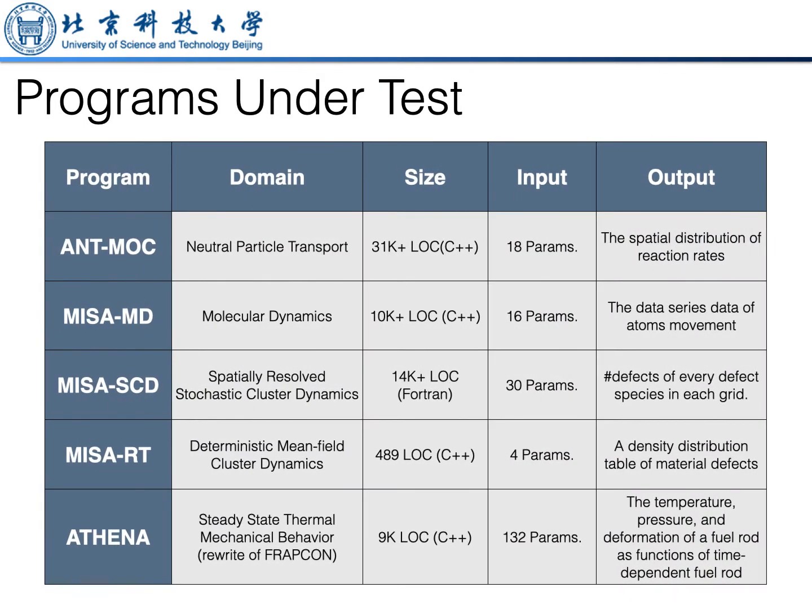The basic information of the programs under test is listed in the table. There are 5 programs, namely ANTMOC, MISA-MD, MISA-SCD, MISA-RT, and SINA. The 5 programs cover different application domains, such as neutral particle transport, molecular dynamics, and cluster dynamics. They vary in their size and programming languages. In general, they have many parameters and produce complex outputs.